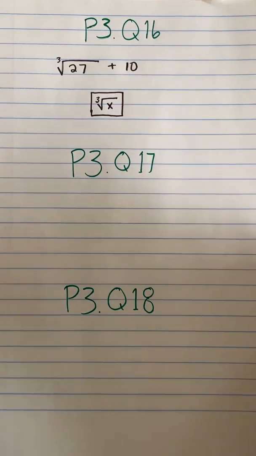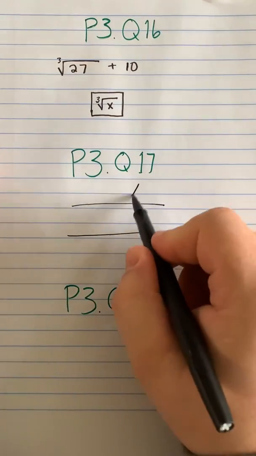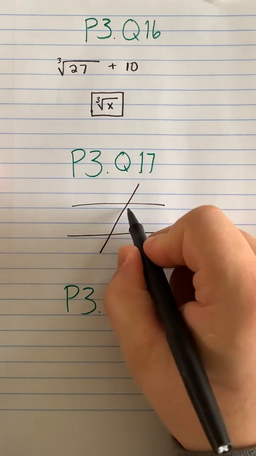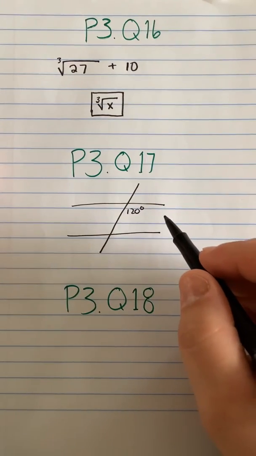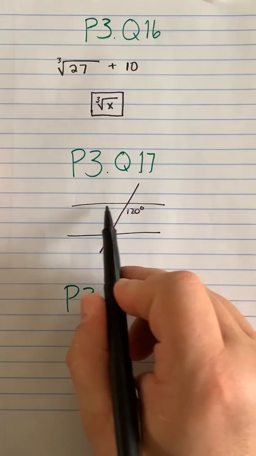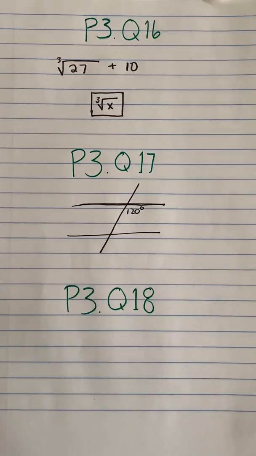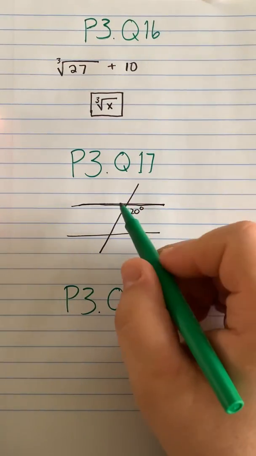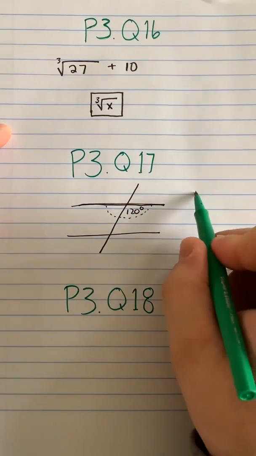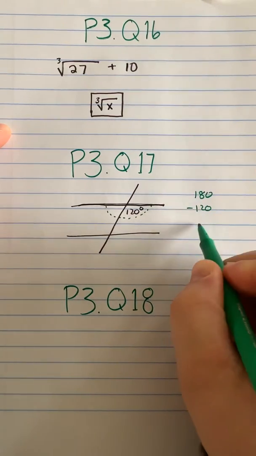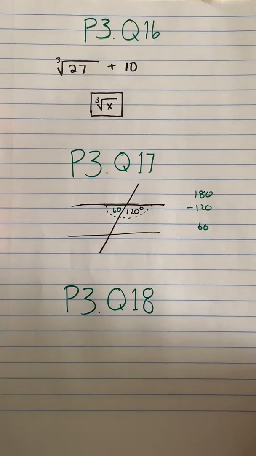Number 17. Number 17 is a transversal. So we got 2 parallel lines cut by a transversal. Now they're giving us this 120 degrees, and we actually practice this in class. If they give you one angle, you can find out all the other ones. Now remember, one of these lines is a straight line. So if you know one angle, and these are supplementary, meaning they together would have to add up to 180, then I can simply do 180 minus 120, and I get 60, so I know this angle has to be 60.